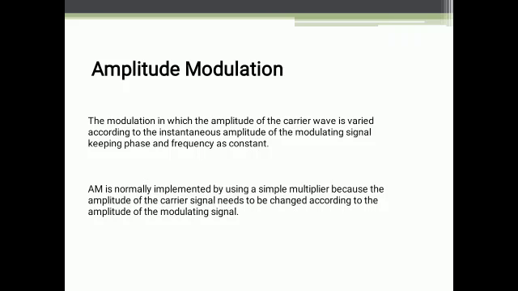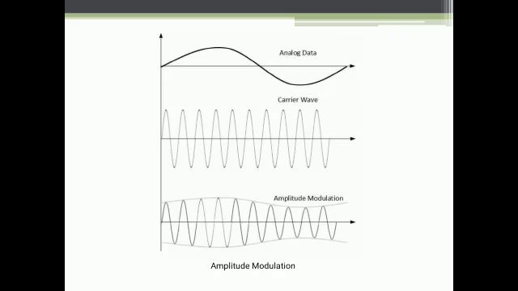Amplitude modulation is implemented by means of a multiplier. The amplitude of the modulating signal, that is the analog data, is multiplied by the amplitude of the carrier frequency, which then reflects the analog data. Here, the frequency and the phase of the carrier signal remain unchanged. AM is normally implemented using a simple multiplier because the amplitude of the carrier signal needs to be changed according to the amplitude of the modulating signal. The graphical representation here shows the amplitude modulation.